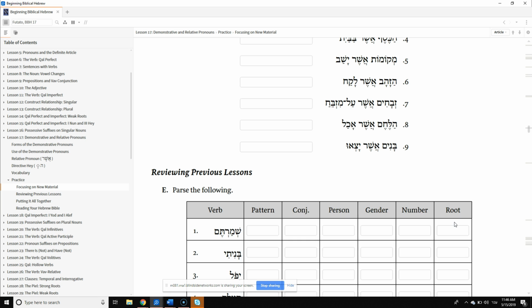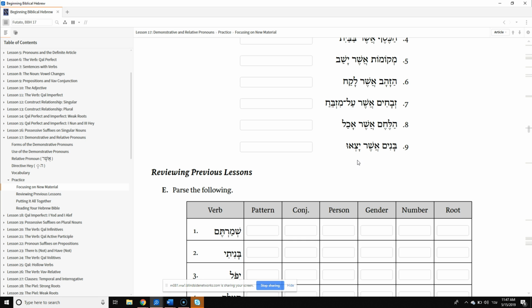Number 9, banim asher yatz'u. Banim is going to be the masculine plural form of son. So, sons, and since we've got a personal noun, I'm going to go ahead and just go with who and see what happens. Sons who, and now yatzah. Sorry, not yatzah.